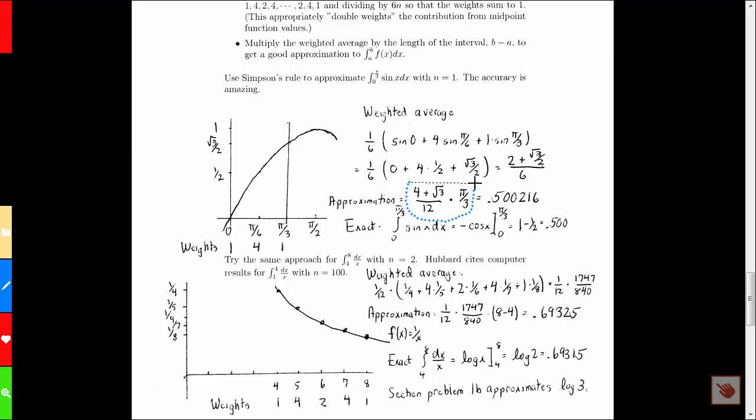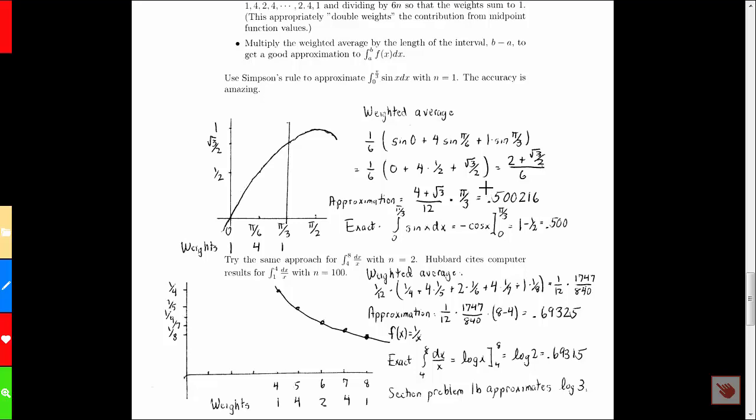A warning, it is awfully easy to forget to multiply by the length of the interval when you're using Simpson's rule. The average value that you get is not the integral. You have to multiply by b minus a. What's the exact answer? Well, I can integrate sine x from 0 to pi over 3 by elementary methods, and I get 1/2. Isn't that remarkably good?